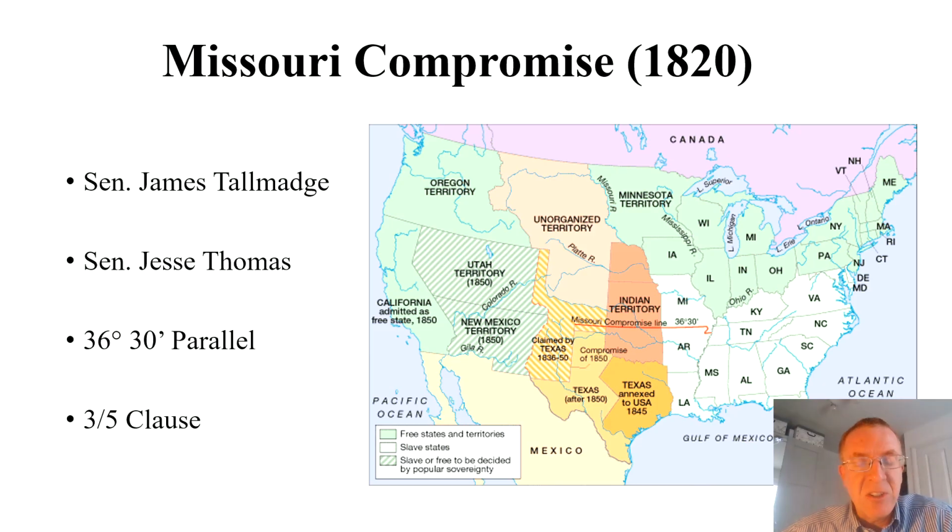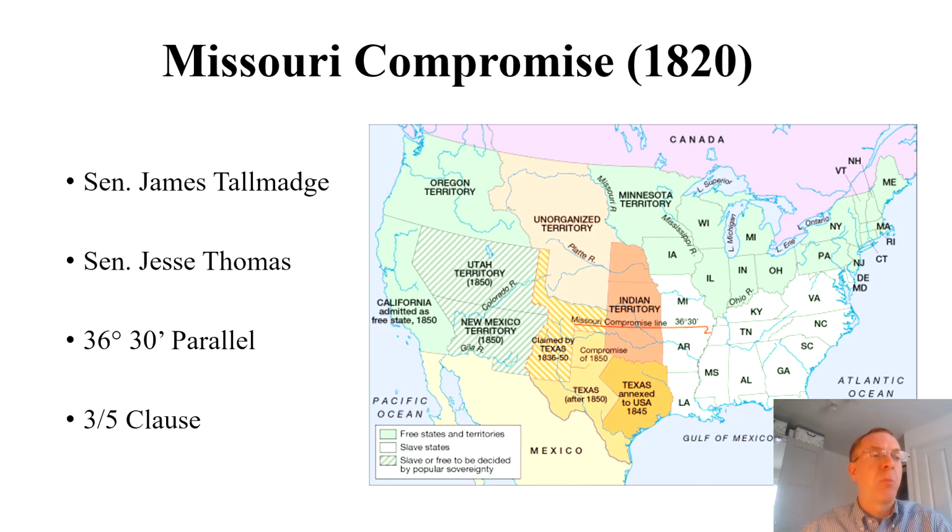Now, Senator Jesse Thomas of Illinois, another northern state, proposed, yes, Missouri should come in as a slave state, but to maintain that balance between North and South, we will break up Massachusetts. The northern part of Massachusetts will be a new state called Maine, and it will enter the Union as a free state. That way, you would have two new states enter the Union. One would be a slave state, one would be a free state.